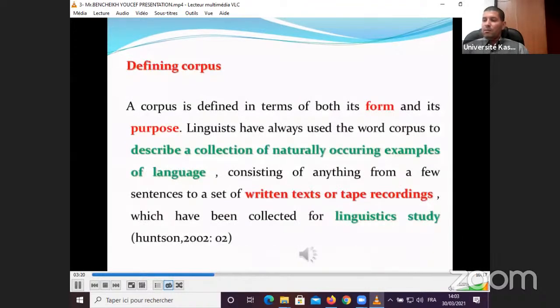A corpus is defined in terms of both its form and its purpose. Linguists have always used the word corpus to describe a collection of naturally occurring examples of language, consisting of anything from a few sentences to a set of written texts or tape recordings, which have been collected for linguistic study.